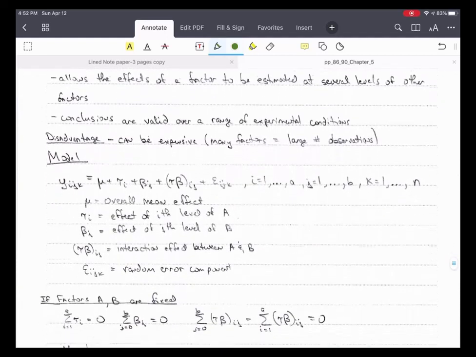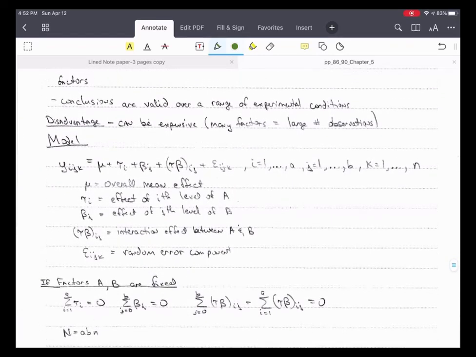Okay, let's take a look at our model. And we have our model here. Yijk is equal to mu plus tau i, which are our treatment effects for factor A. Beta j's, which are our treatment effects for factor B. And then we have our tau beta ij's, which are our interaction effects for the ith and jth combination. And then we have our random error epsilon ijk. i goes from 1 to a, j goes from 1 to b, k goes from 1 to n.